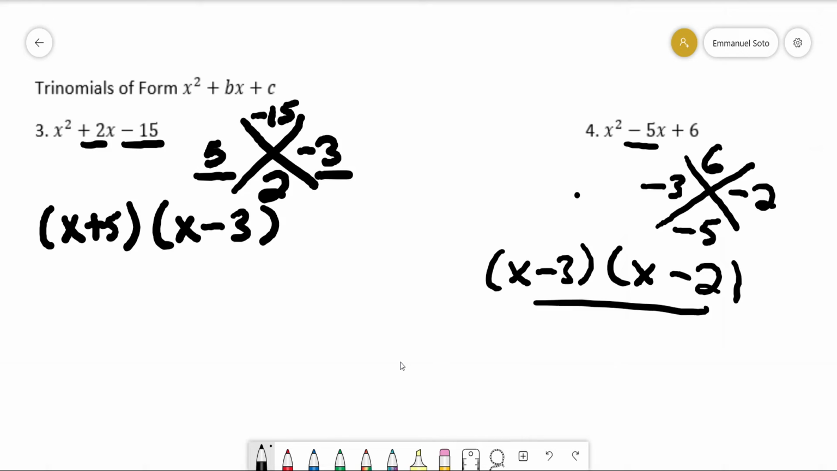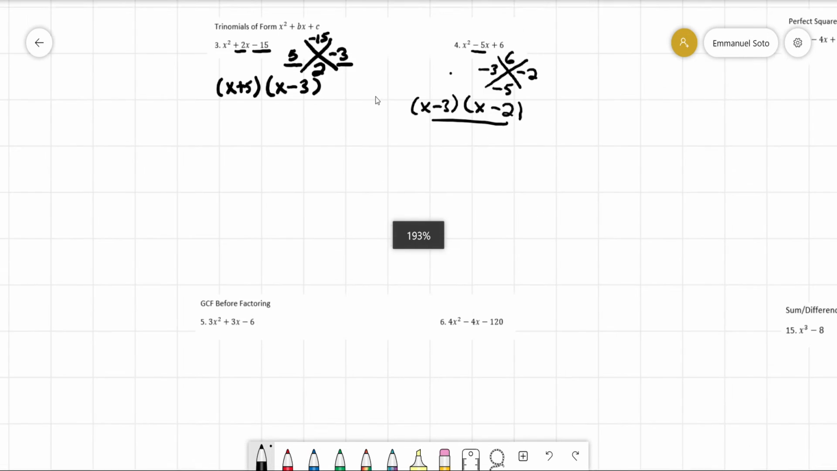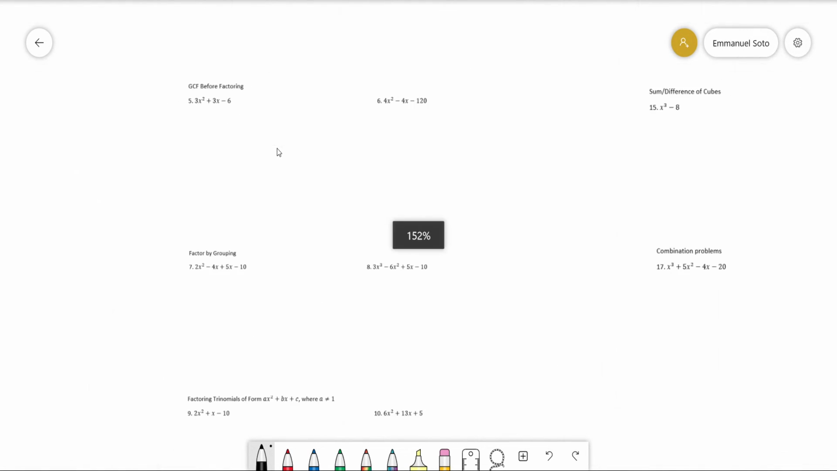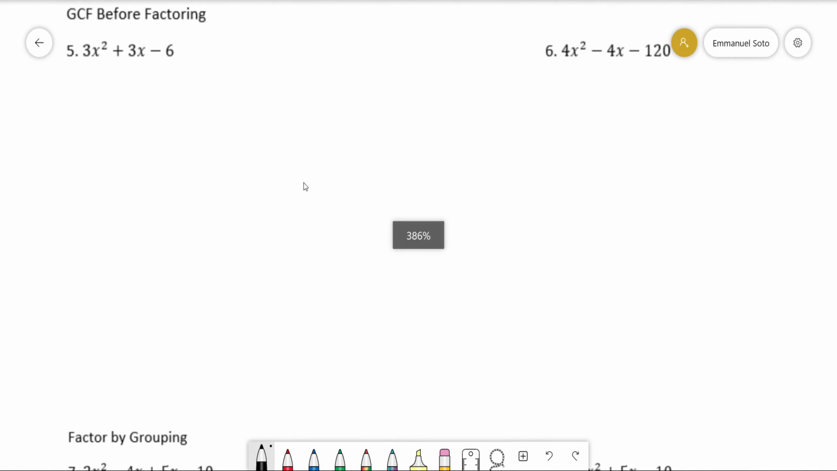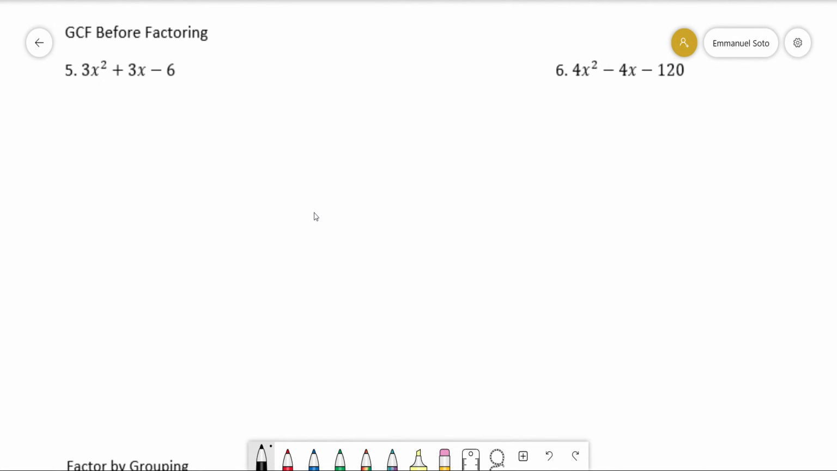Now the next set of examples is going to be doing the GCF, so pulling out the GCF before we even consider factoring. All right, so for number 5, we're going to see what we can pull out before we even tackle it. So in this case, I have 2 3s and a 6, so I can pull out a 3 from each of these. So I'm going to pull out my 3 first, and then I have x squared, because 3 times x squared is 3x squared, plus x, and then I'm dividing 6 by 3 basically, so it becomes negative 2.